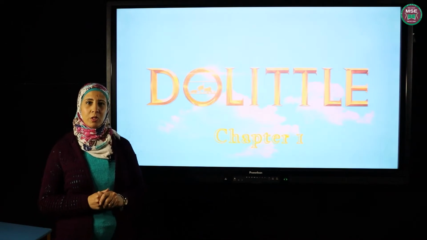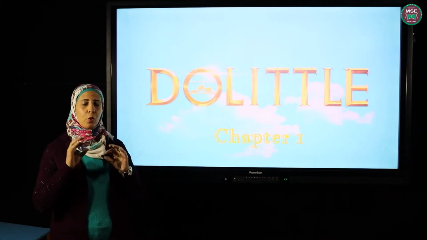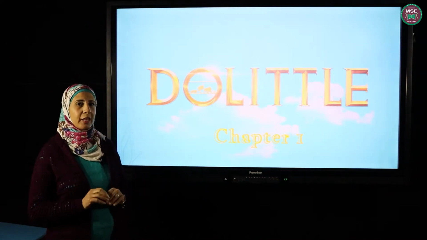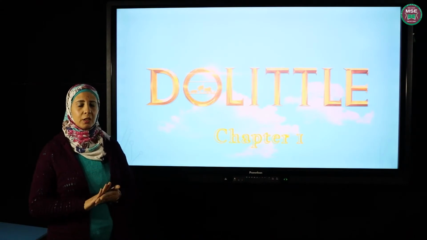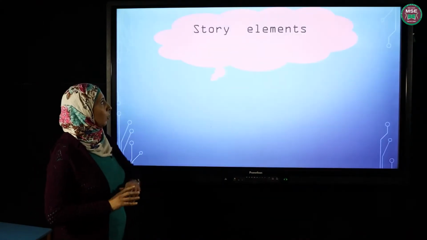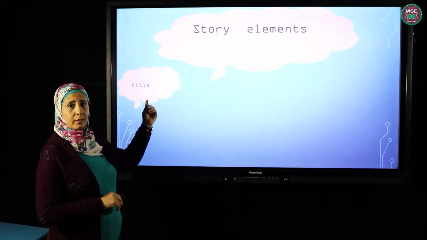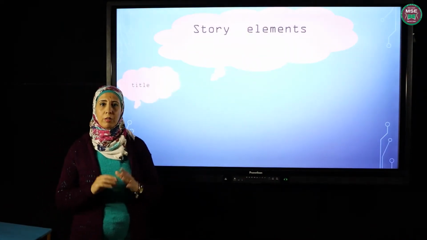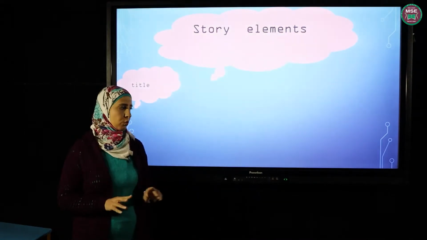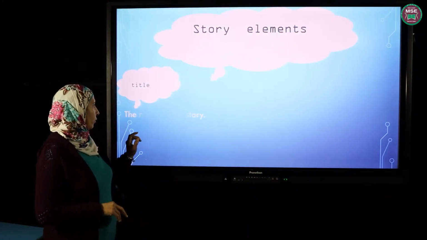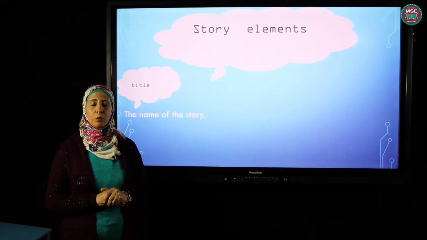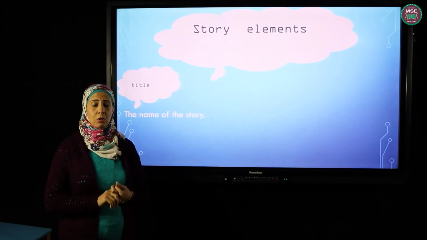Dolittle. Before we start the story, we need to know some elements. Each story has some elements, and we need to know them first. Okay, what are the story elements? The first element is the title of the story. What do we mean by the title? It's the name of the story. So each story we study has a name or a title.